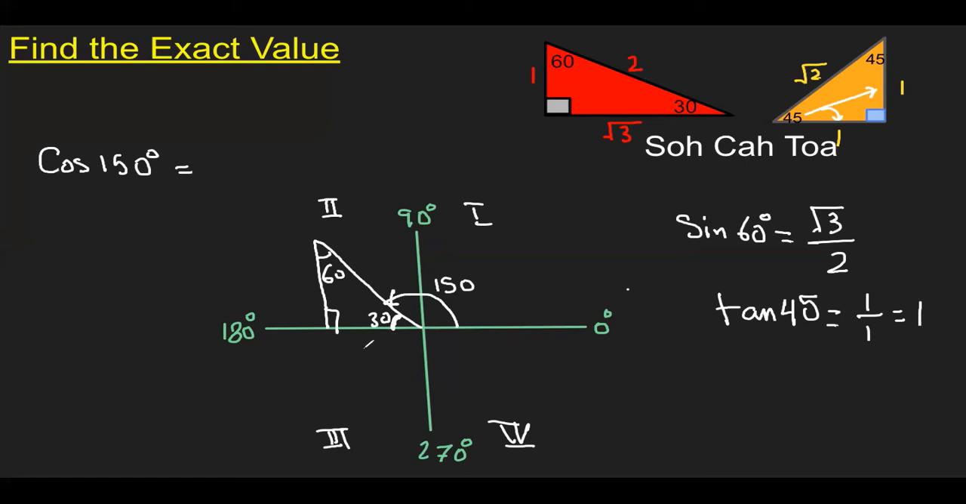And I have to label this triangle according to how it's labeled here. Opposite to 30 is 1. The hypotenuse is 2, and the adjacent is √3. The only thing missing right now is that this is negative √3, because this is the negative part of the x-axis. So cosine 150 will be adjacent over hypotenuse, which is negative √3 over 2.